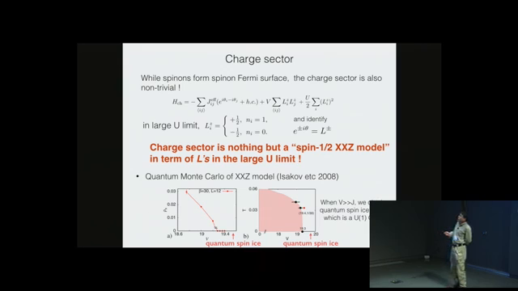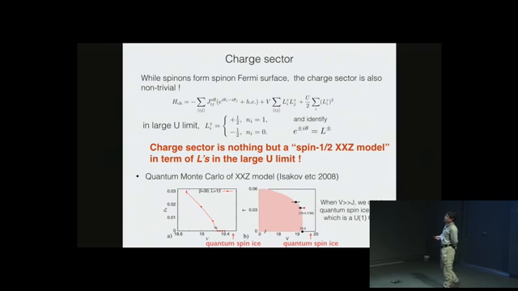In the large U limit, this L_z variable is favored to be either pointing up or pointing down, depending on whether the site is occupied or not occupied. So if we identify this rotor variable as a ladder operator for a spin-1/2 variable, this charge sector Hamiltonian is nothing but a spin-1/2 XXZ model, in terms of the spin, which is just the variable L in the large U limit.